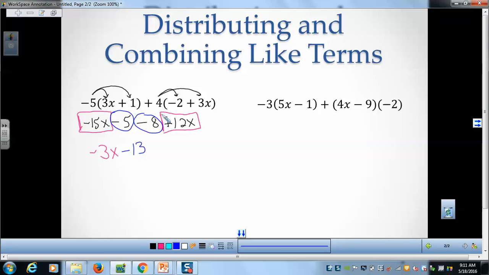All right, our final example together before you do some. Once again, I'm going to look at my first set of parentheses here. Nothing inside are like terms, so I can't combine anything. So I'm going to distribute whatever's attached. So that would be this negative 3 to both numbers here.